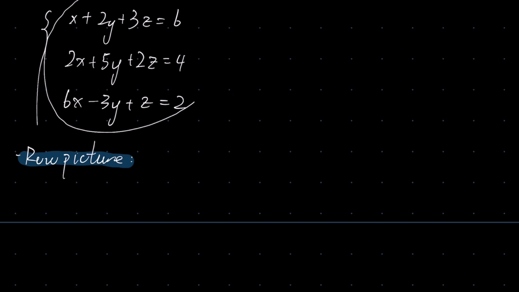Now, notice that these 3 equations simultaneously describe 3 planes, and we're trying to find the intersection point of these 3 planes, given that it exists. Well, it might not exist if there are 3 parallel, non-equal planes.